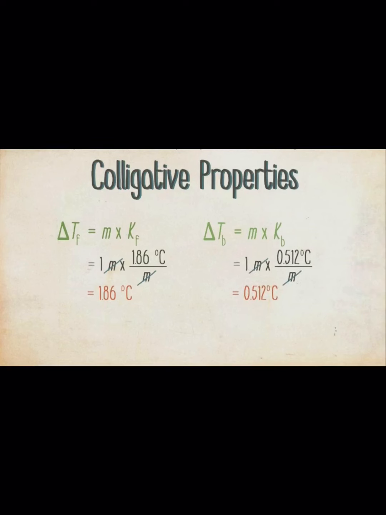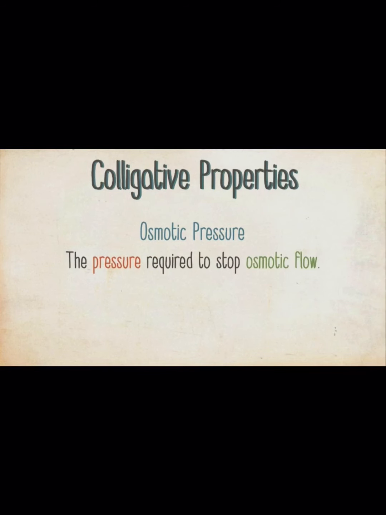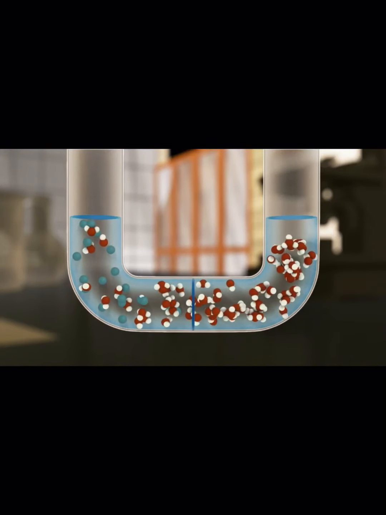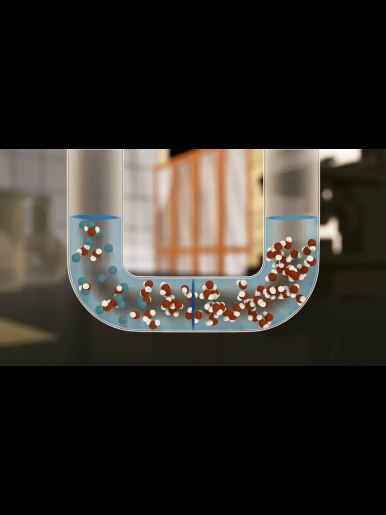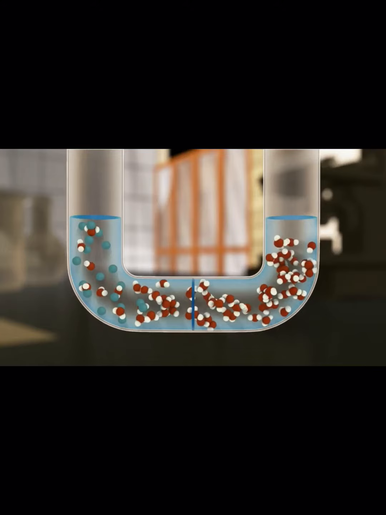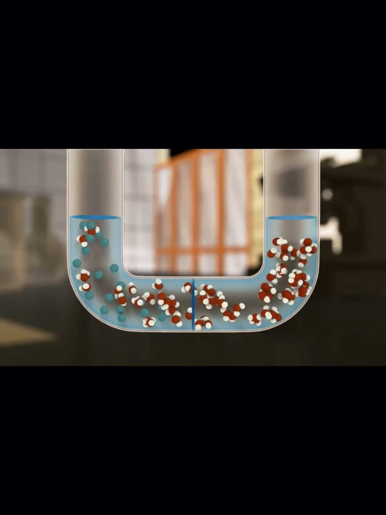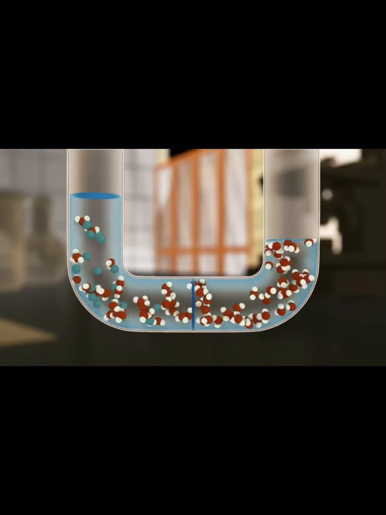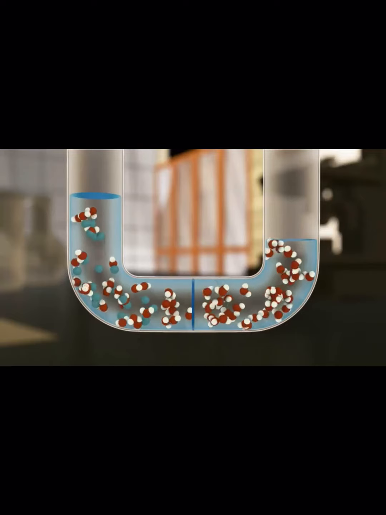The final colligative property that we cover here is osmotic pressure, the pressure required to stop osmotic flow. Osmotic flow is the flow of a solvent from a solution of lower solute concentration to one of higher solute concentration. Osmotic flow occurs in an osmosis cell, such as the one shown here. The left side of this cell contains an aqueous solution, and the right side contains pure water. The solution draws pure water to itself through the semipermeable membrane, and the level on the left side of the cell rises while the level on the right side of the cell falls.